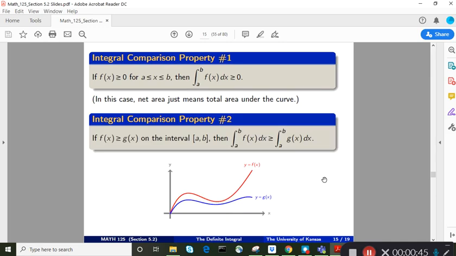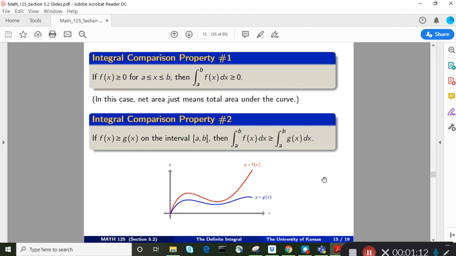And so integral comparison property number 2: if f of x is bigger than or equal to g of x on the interval a and b, then the integral from a to b of f of x dx is bigger than or equal to the integral from a to b of g of x dx. Again, b has to be bigger than a because it's an interval a and b.